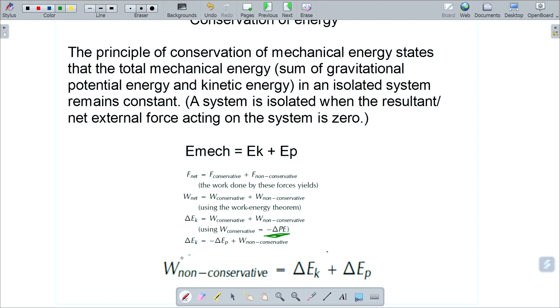And then by rearranging this, we can come to the final statement to say that the work done by non-conservative forces is equal to the change in kinetic energy plus the change in potential energy of an object.